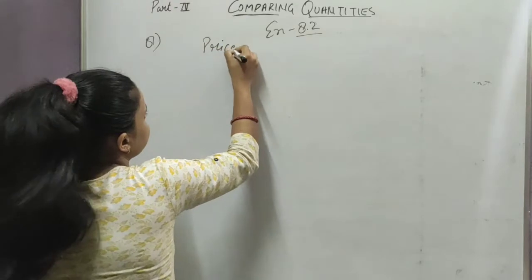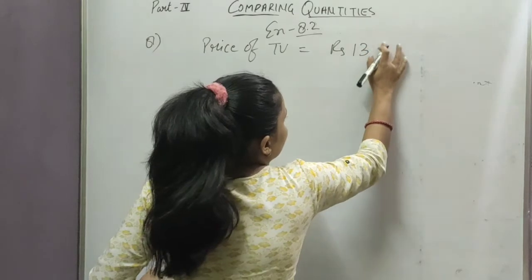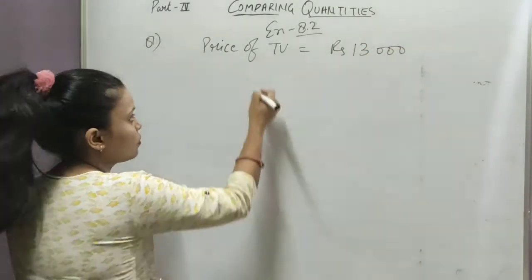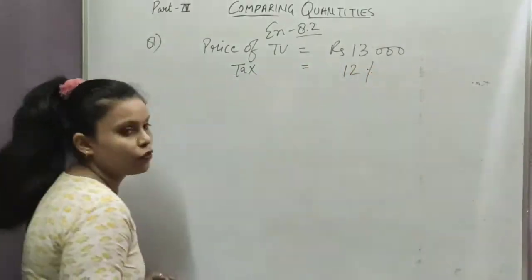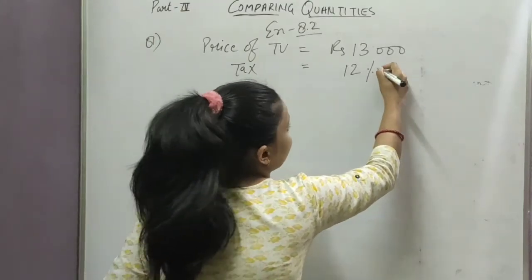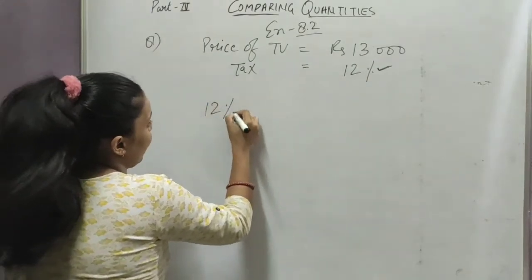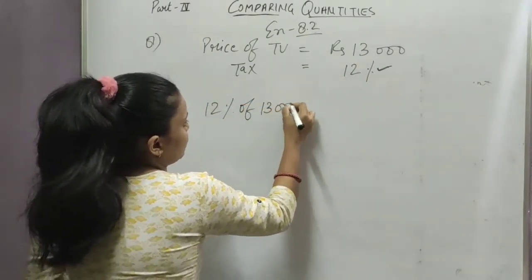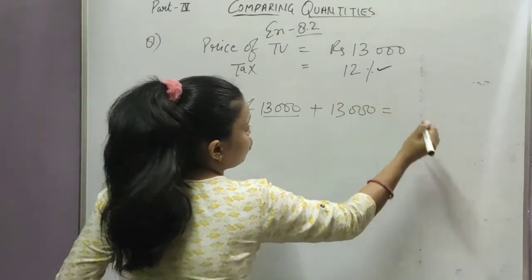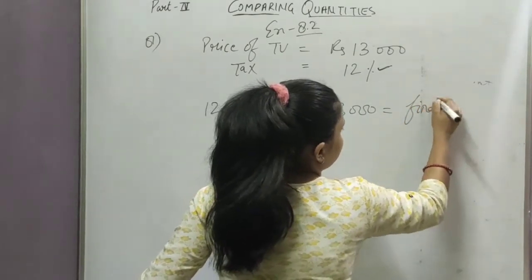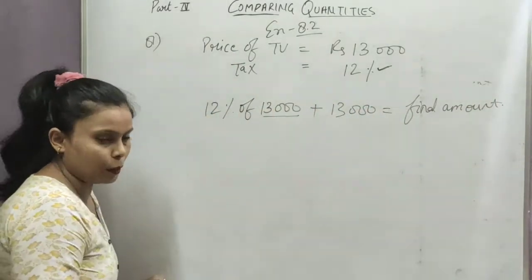Price of TV is equal to rupees 13,000. Tax is 12%, right? That means there is an increase of 12% in this amount. So what we will do? We will just add 12% of 13,000 to 13,000 to get the final amount which Vinod has to pay to the shopkeeper.